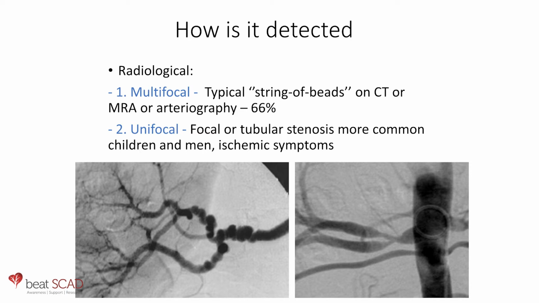The majority of patients will have the multifocal type. That's your string of beads seen on the left here, and this is the type that's seen in patients with SCAD. Less often you find the unifocal type, where you've got a slightly more focal narrowing or stenosis. This one is more common in children, more common in men, and more likely to present with symptoms due to lack of blood flow to that area.